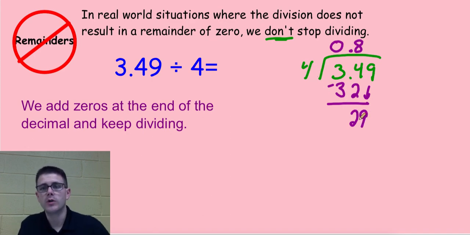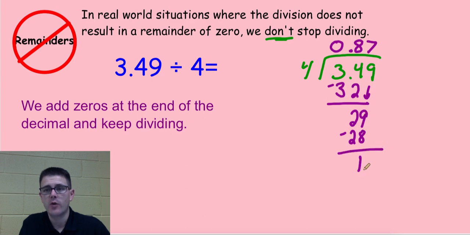Then we do 4 goes into 29 7 times. 7 times 4 is 28. Subtract, and we have a 1. So here's where we normally would have just gone ahead and stopped. We've brought all our digits down. We still have something left over, so we would say, oh, remainder 1. Well, we can't do that anymore because that's not a precise answer. So what we do is we add some zeros. As long as you're adding zeros after the decimal, at the end of a number, you're not really changing the number.